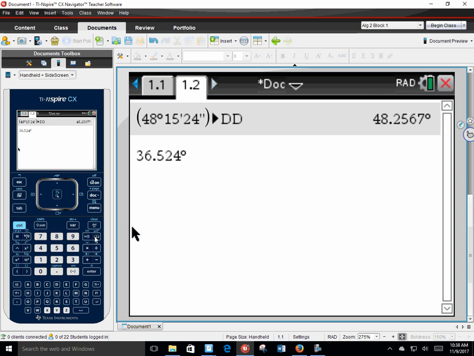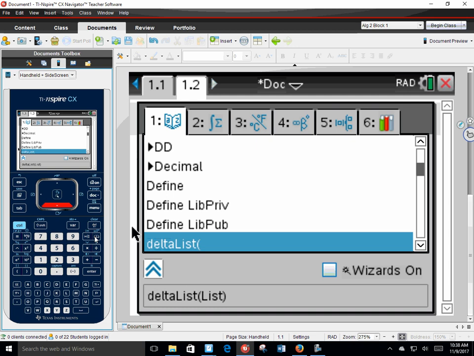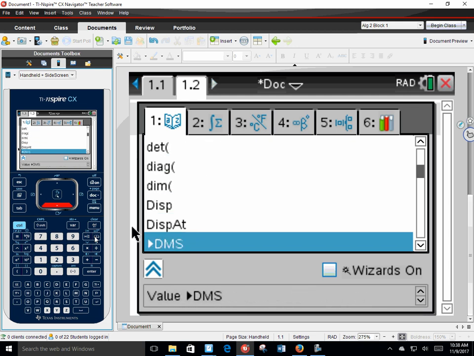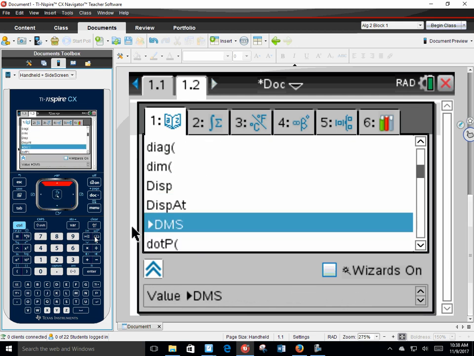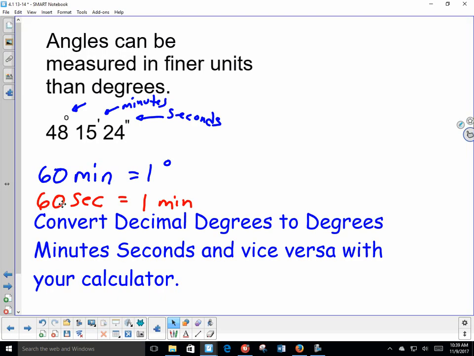All right, so I'm going to push the book button, and this time I want to go to the option that says, there it is, DMS, degree, minutes, seconds. It says, oh, you want to convert this to degree, minutes, seconds? Why, yes, I do. And I get 36 degrees, 31 minutes, and I guess it turns out to be 26.4 seconds. So cool. Are we okay with this? All right, block 2 is really loving this. Okay.